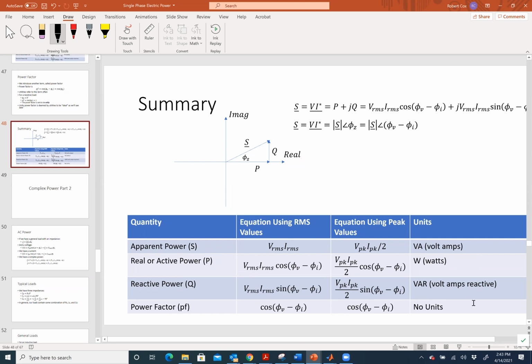Now we use some additional terminology to go along with power factor, which we're going to use in a little bit, all right? But this is the crux of what we need, all right?